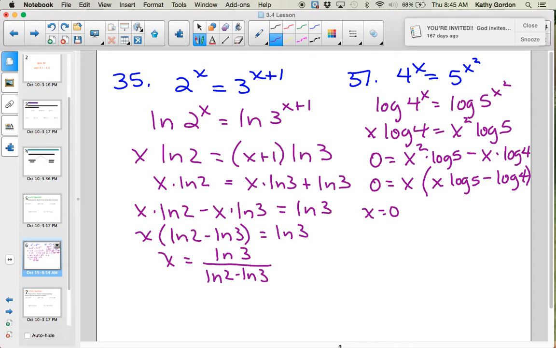But then I do the same thing with the other factor. Because by setting this all equal to 0, even though it's not a nice, pretty factored quadratic, it is still two factors being multiplied, and the zero product property still works. So now I have to take this x log 5 minus log 4 and set it equal to 0 as well, because maybe it was that factor that was 0 that gave me the 0 answer. So now can you solve for x?